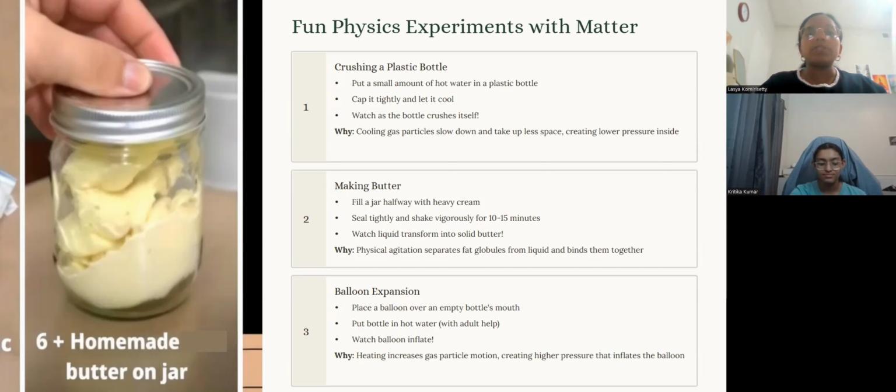As much as the temperature increases, the movement of the gas particles also increases, making the balloon expand and inflate.